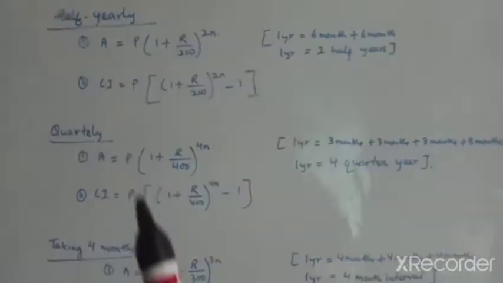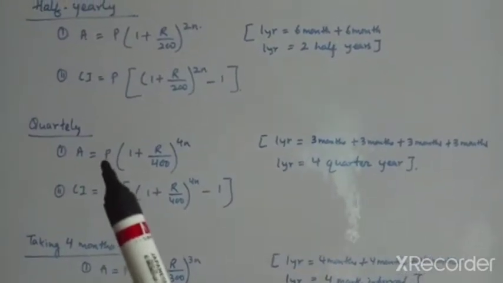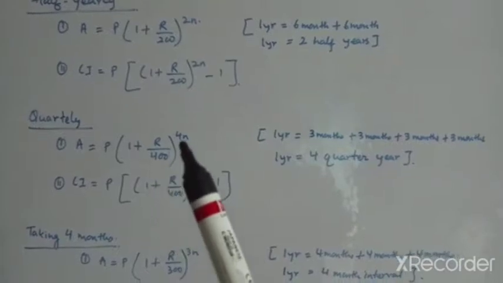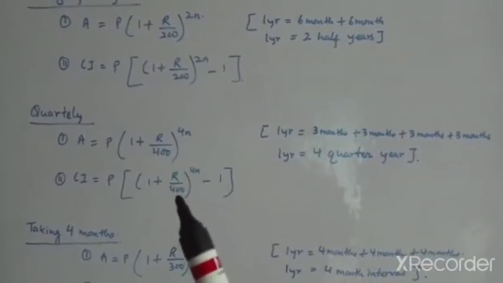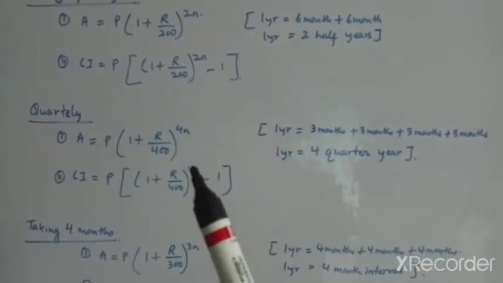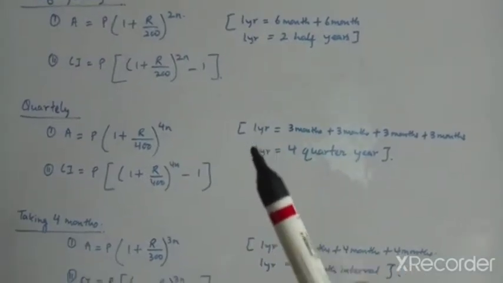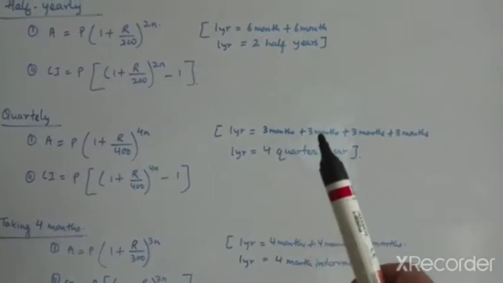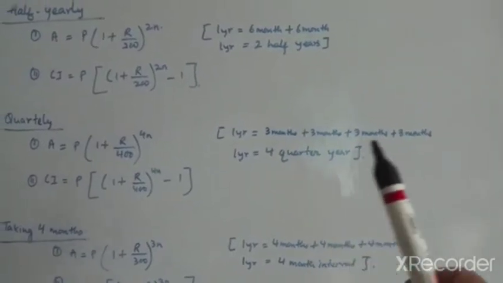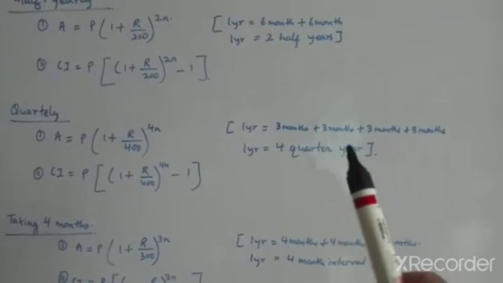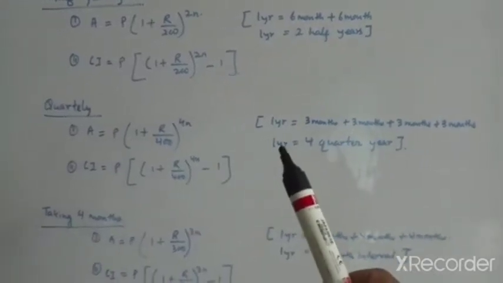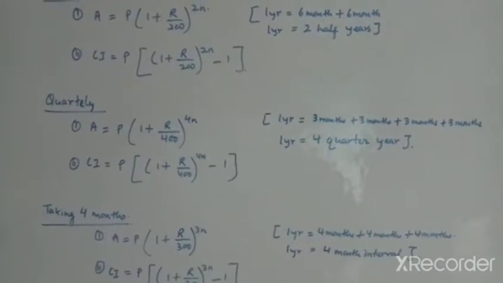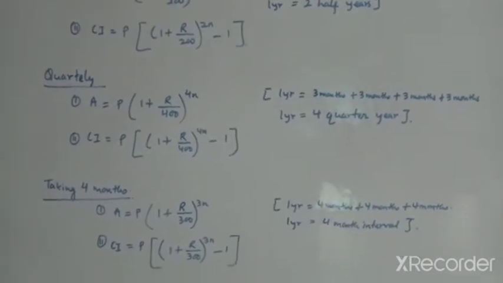Similarly, in case of quarterly, again you find a slight change in the formula. Here you get 4, and the power becomes 4n. One year has been divided into intervals of 3 months, so 3, 3, 3, 3 makes 12. That means 1 year has been divided into 4 parts, 4 quarter years. That's why the time period is multiplied by 4 and the rate is divided by 4.